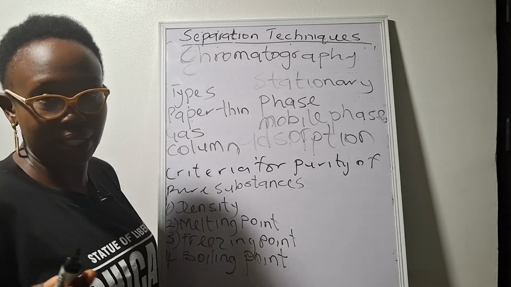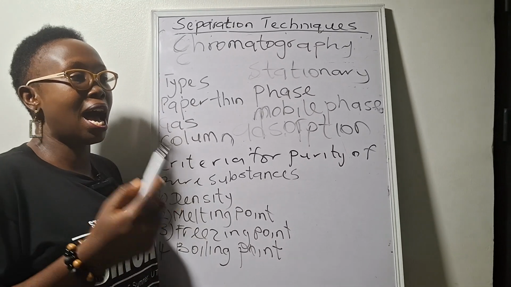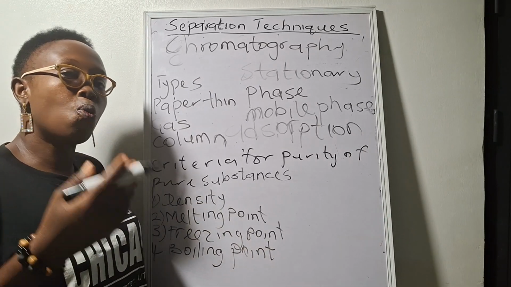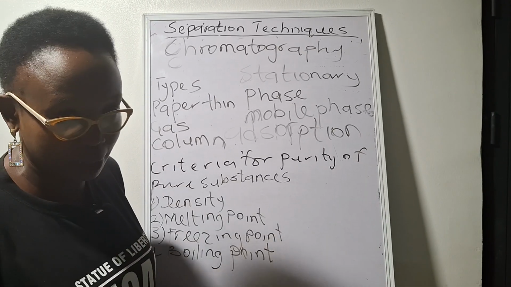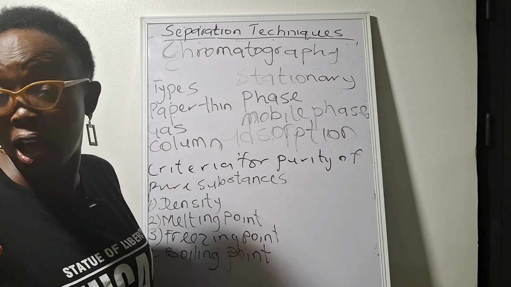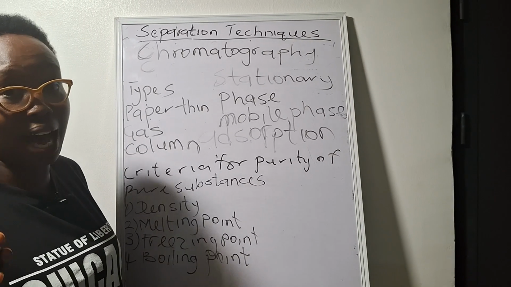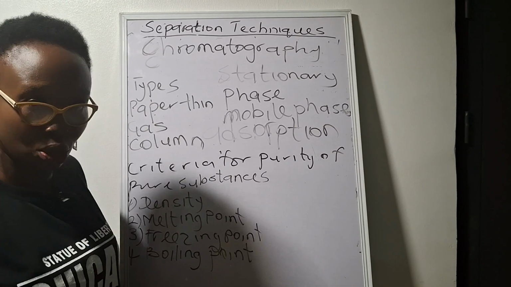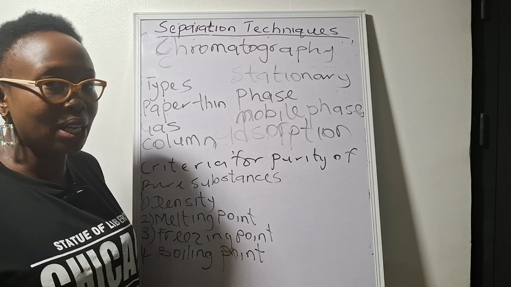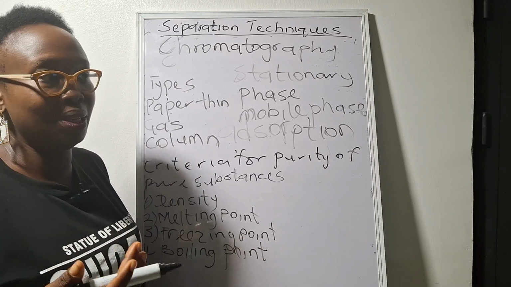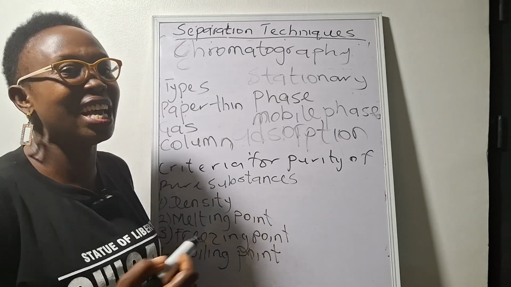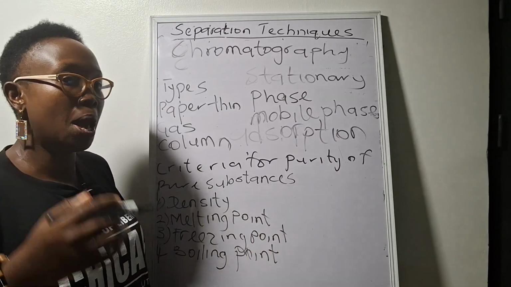The melting point. Each substance has its melting point. When the melting point is lower than the actual melting point, we know that our water melts at 0 degrees Celsius. When it's not pure, it lowers the melting point, maybe to minus 14, so that figure is telling us that that substance is not pure.